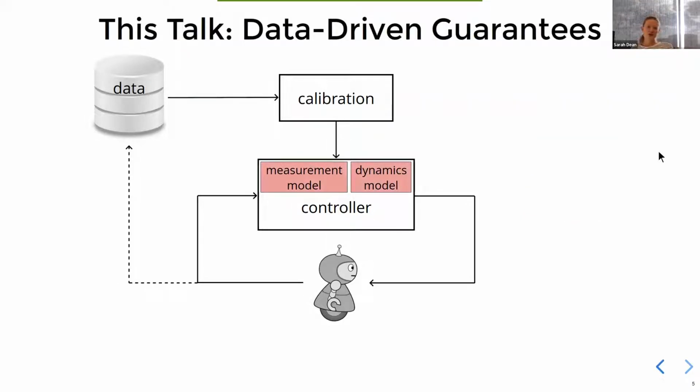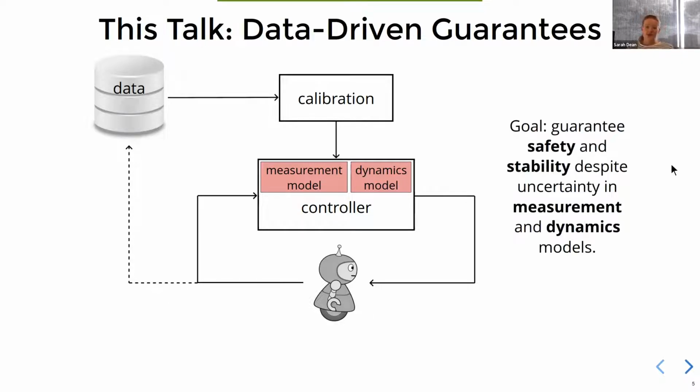Today, though, I actually want to focus primarily on the guarantees that we can make arising from the data that we use for calibration. So I'm actually not going to focus so much on this arrow of collecting more data in closed loop, but I am going to think about how the data that we have to learn from affects the guarantees we can make about our models, and then also resultingly about the controller. So the goal is to build controllers for robotic systems that guarantee safety and stability despite uncertainty in the measurement and dynamics models.